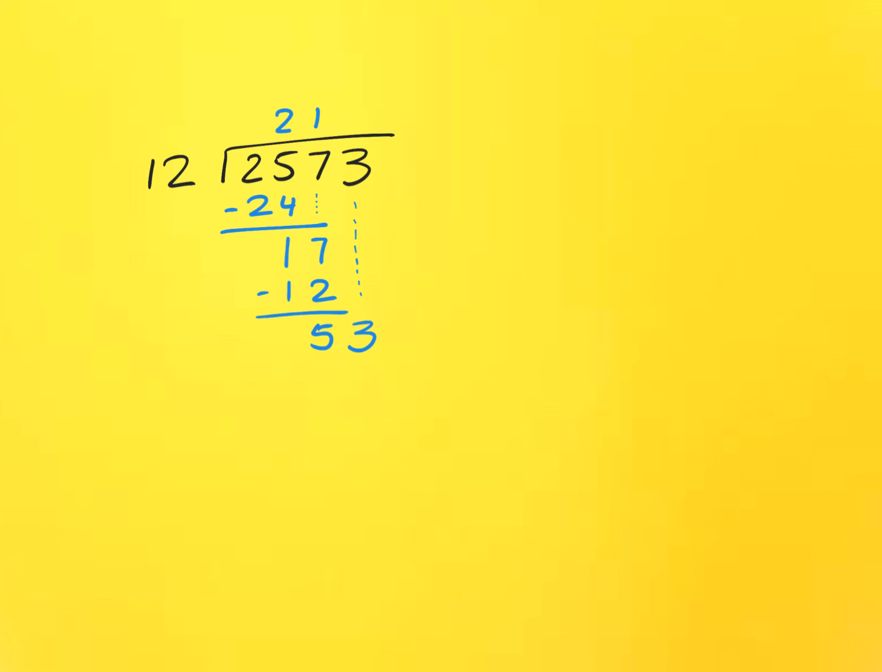Next, how many times does 12 go into 53? Well, it goes in 4 times. 4 12s are 48. Correct, well done. 53, take away 48 gives me 5. Therefore, my answer is going to be 214, remainder 5. Hope you got that one right.